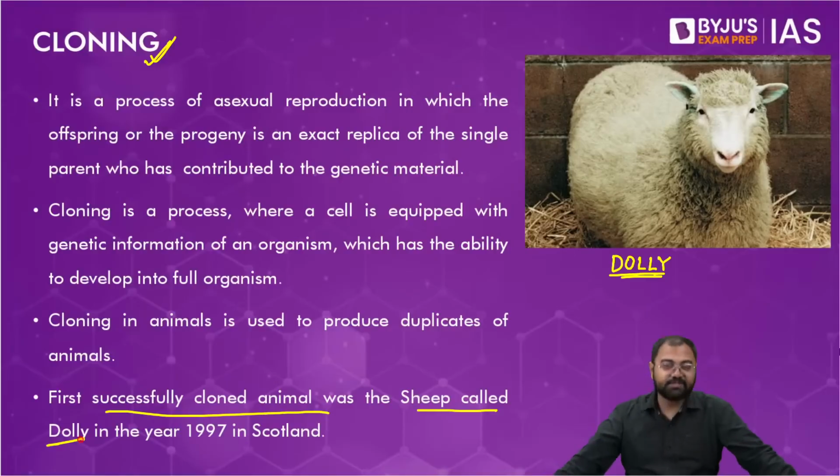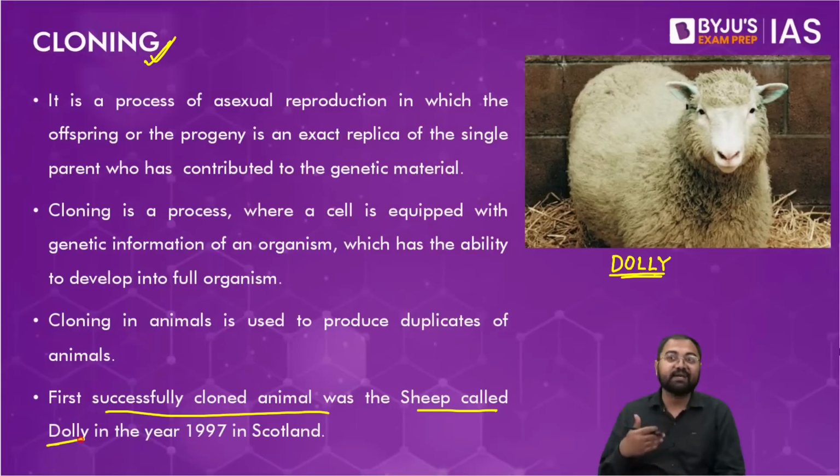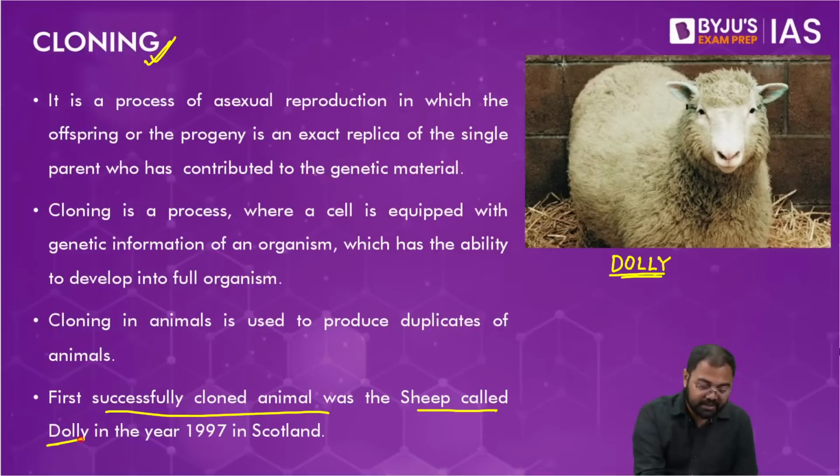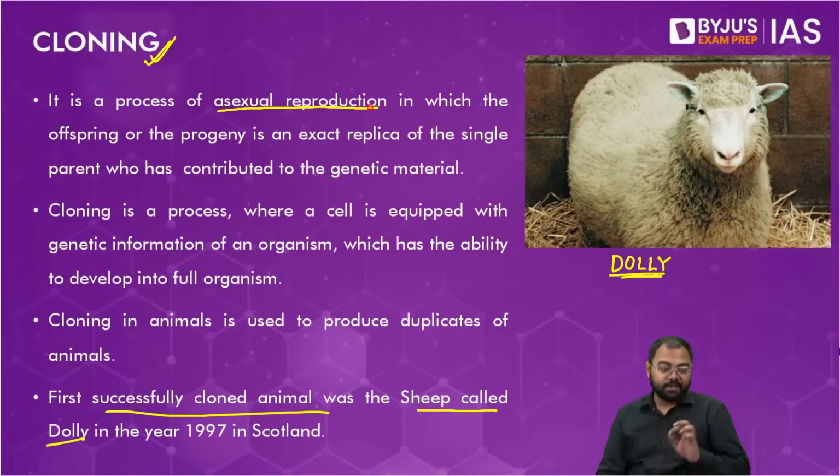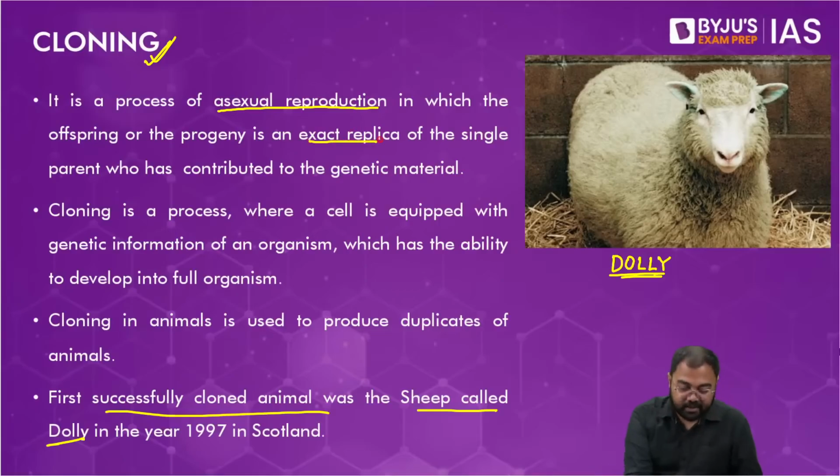So in this process, unfortunately, things are not that easy. There are no two boxes where you can just insert one animal in one box and another animal comes out of another box. Unfortunately, no. Here, this is a process that we say is a kind of asexual reproduction, where we are trying to create an exact replica of the single parent who has contributed the genetic material.